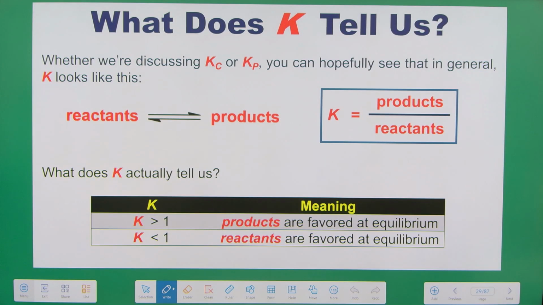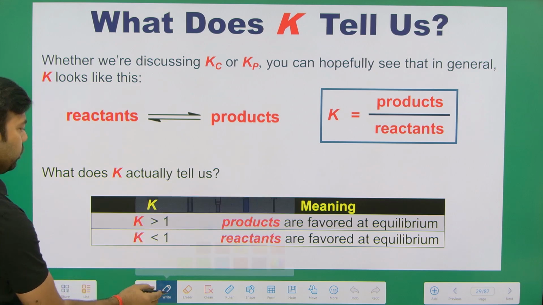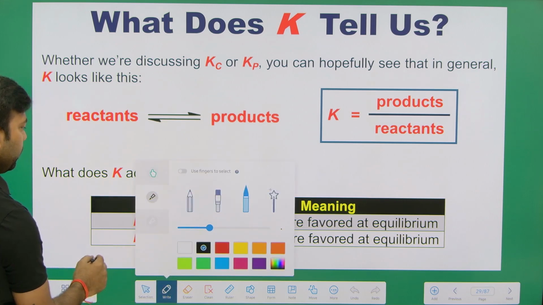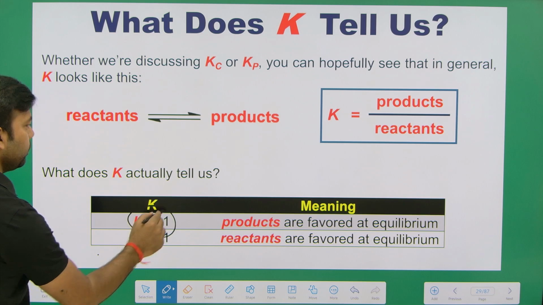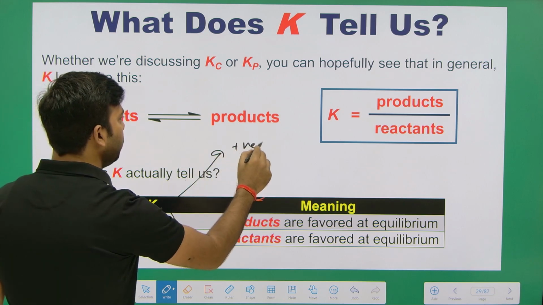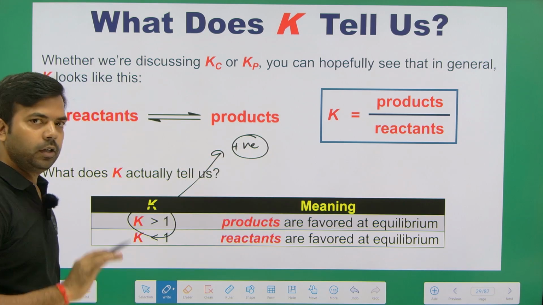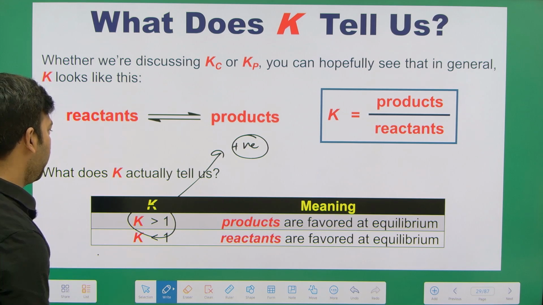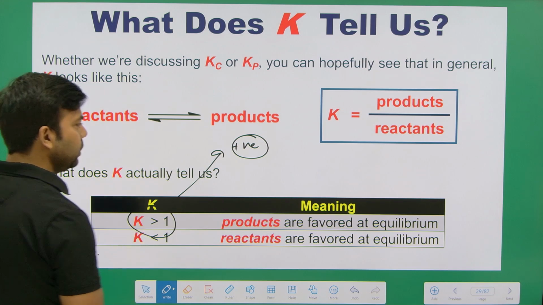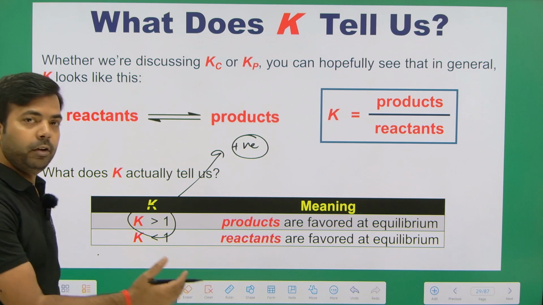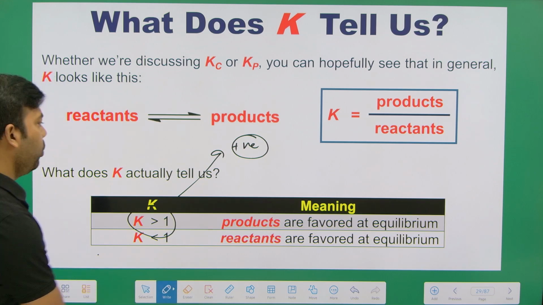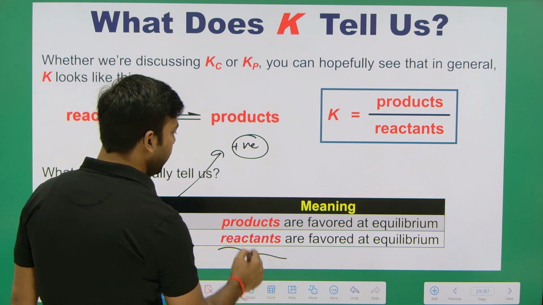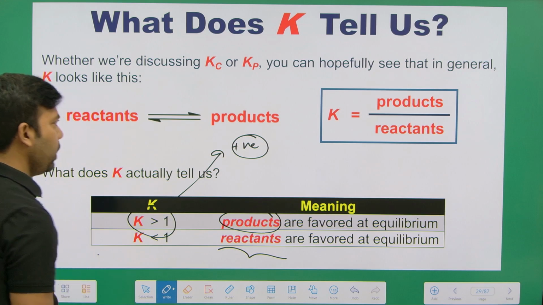Okay, this is very important. We have done this already. Whenever K is greater than 1, it means a positive value. A positive value favors the forward direction, so products are favored at equilibrium, and K less than 1 means reactants are favored at equilibrium. That is, more reactant in amount here and more product here. We have done this already with the graph.